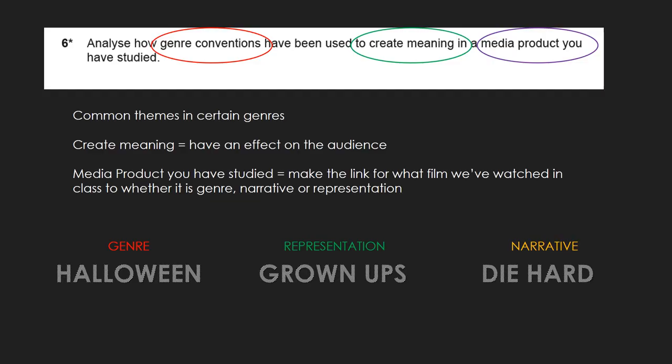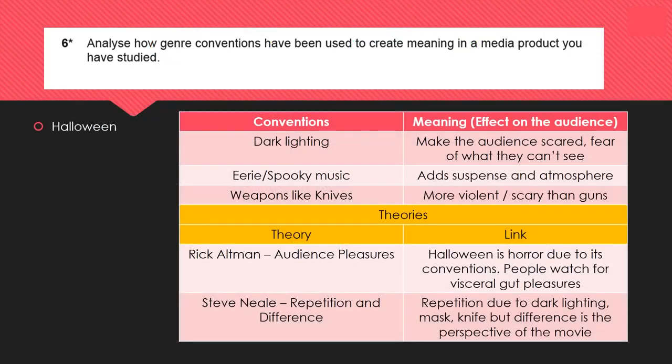So for genre, we looked at the film Halloween. Now, obviously in these videos, I haven't got time to start embedding Halloween clips, but what you've got to do is do your own little bit of research into it. So let's analyse the genre conventions and how they can create meaning in a product. If we look at Halloween, you can go away and look at all the clips you want on YouTube and basically just refresh your memory a little bit.